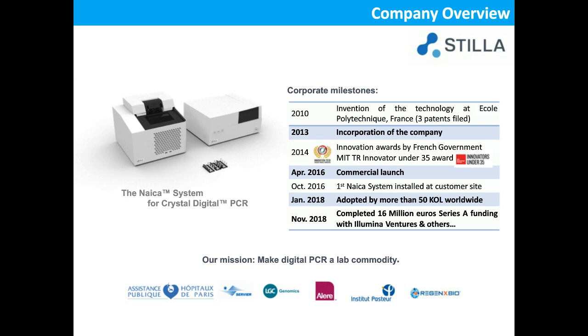So in Europe and Asia, and we are also opening a subsidiary in the Boston area. So we'll be direct in the US in the next few months. And in November of last week, we completed a 16 million euro Series A funding led by Illumina Ventures and other European funds. So now we have the resources and the means to really make digital PCR lab commodity and to continue innovating and collaborating with companies like ID Solution to really find new solutions for digital PCR.